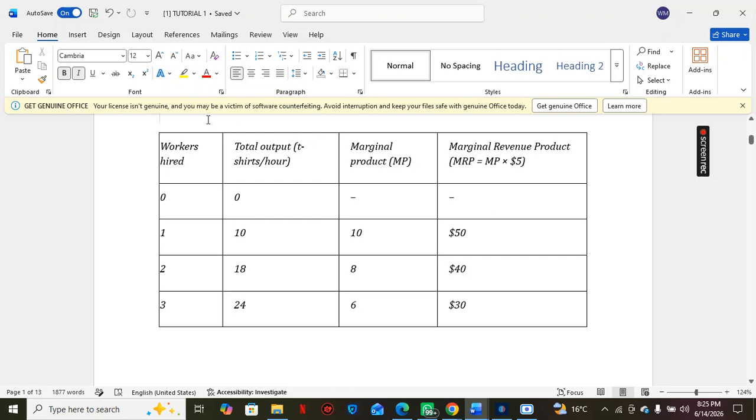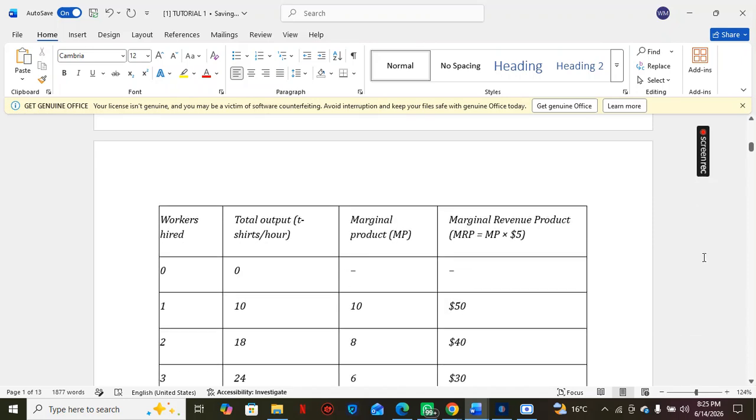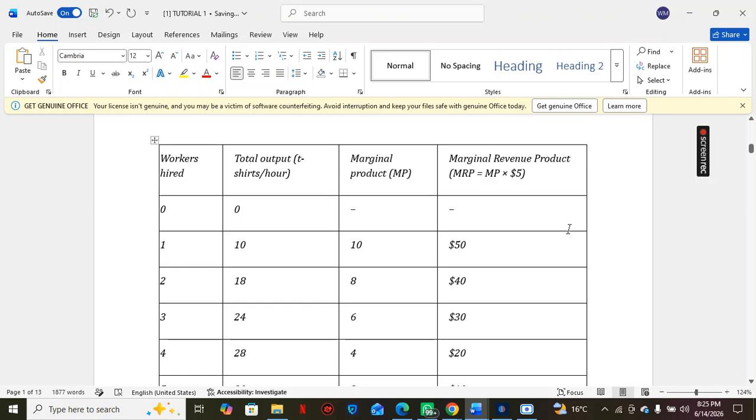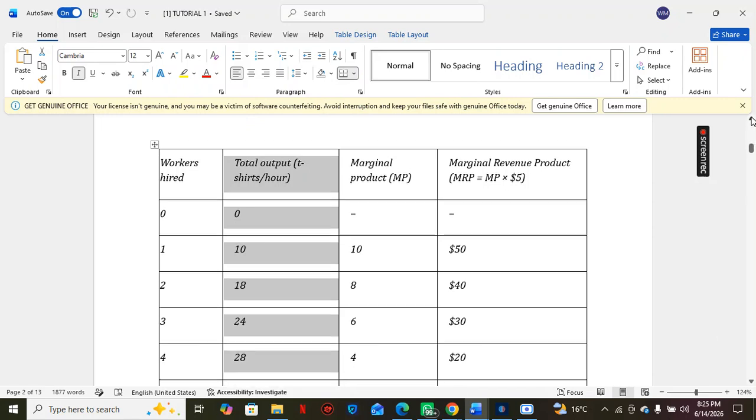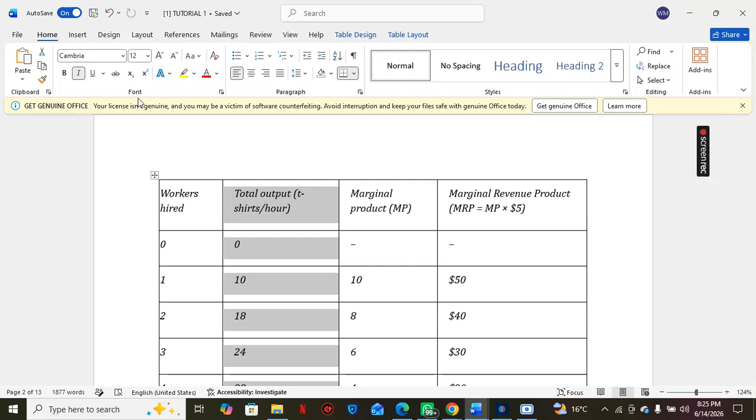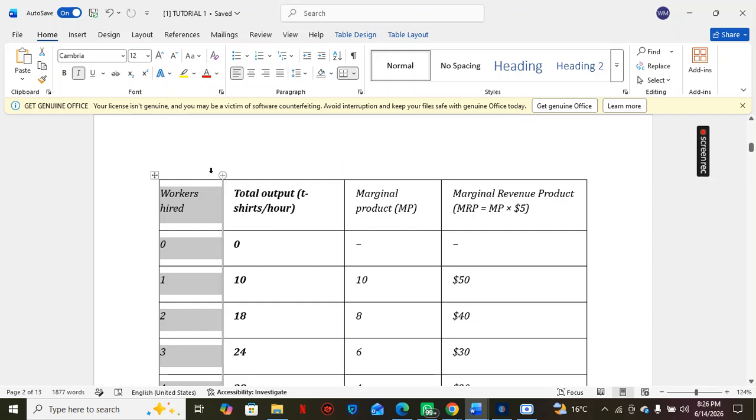Let me just use this table to illustrate what I'm saying. Okay. Let's say you are a business, and let's say your capital is fixed. So let's say you produce t-shirts, and let's say you've got three machines. Okay, and maybe you're all working in one small room. So few machines, one small room.